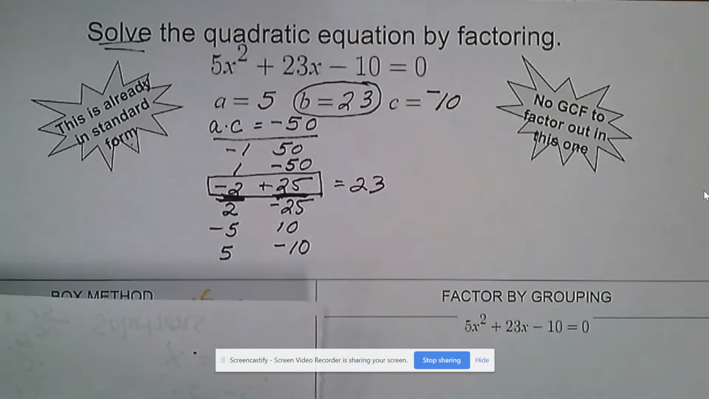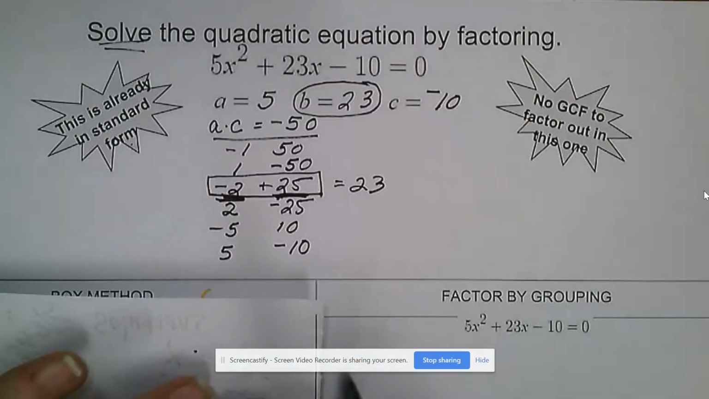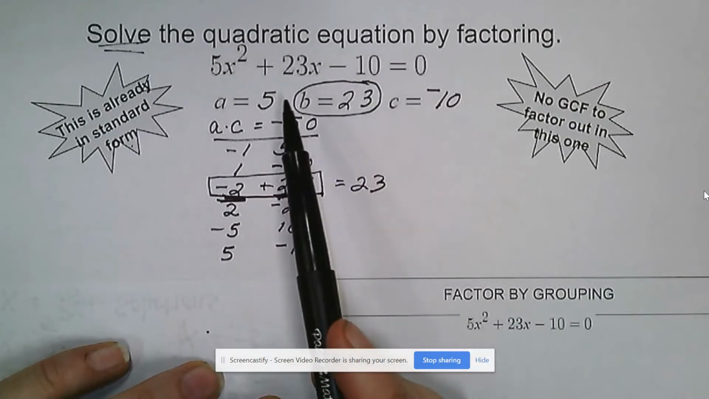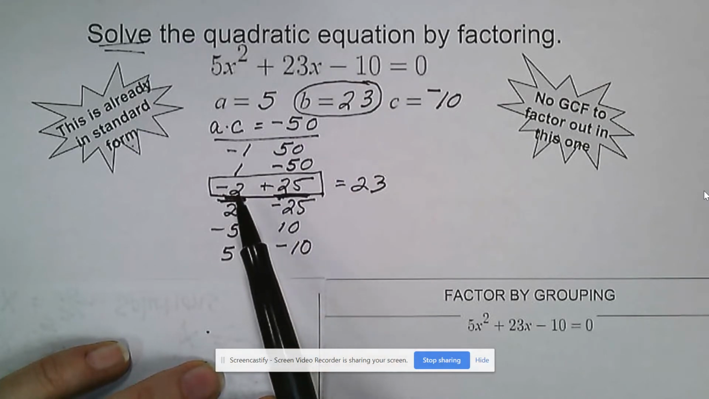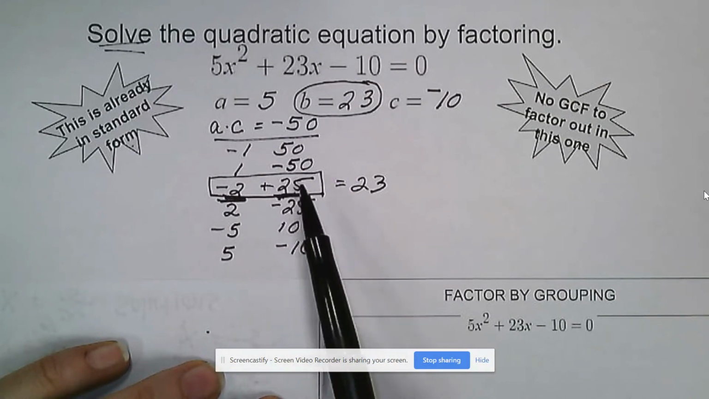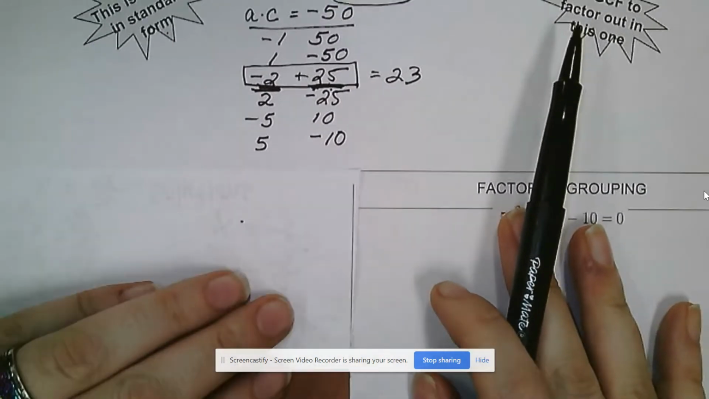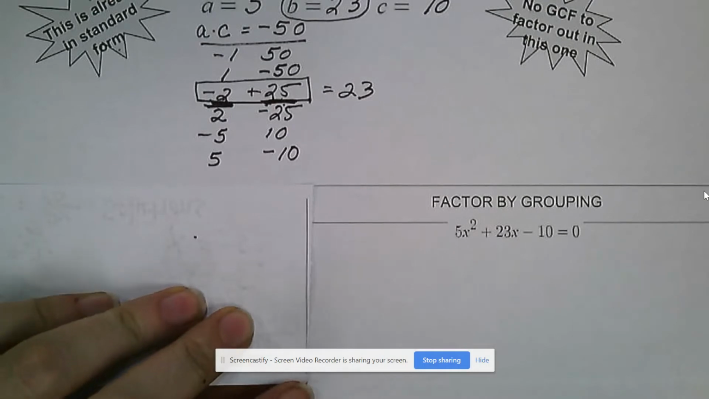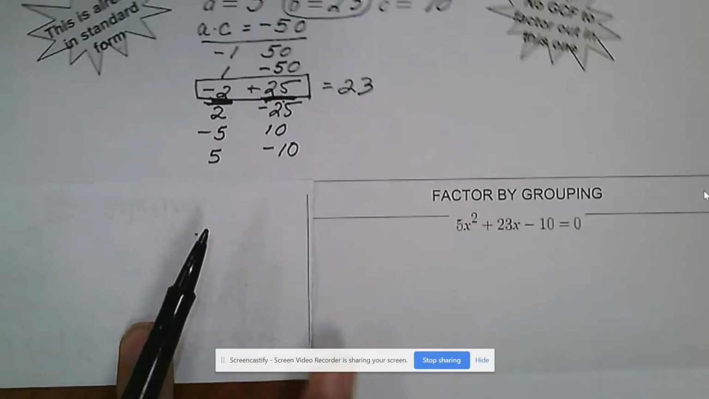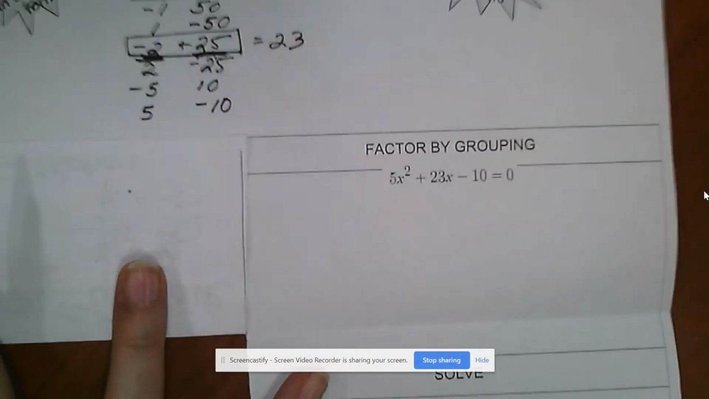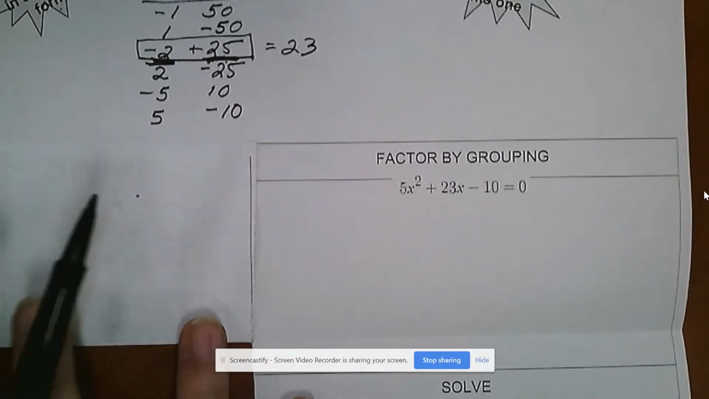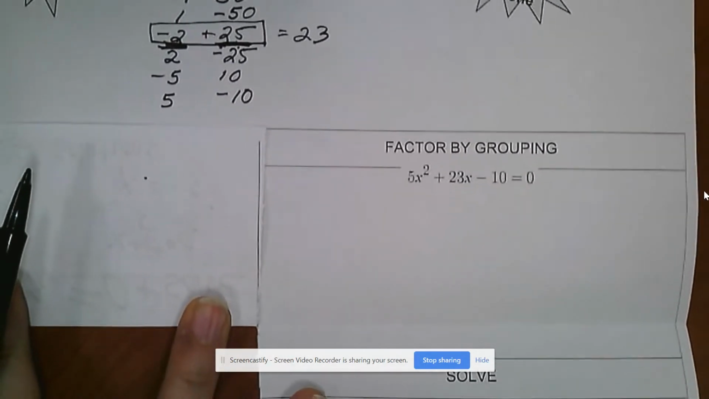All right, so this is the last video, and we're going to continue from what we already did, where we already found the two factors that we wanted, -2 and 25. And then instead of doing box method, we are going to do factor by grouping. And you're going to notice that these are incredibly similar. They're just physically set up differently. But we're going to use all the same numbers. We're going to get all the same answers at the end.